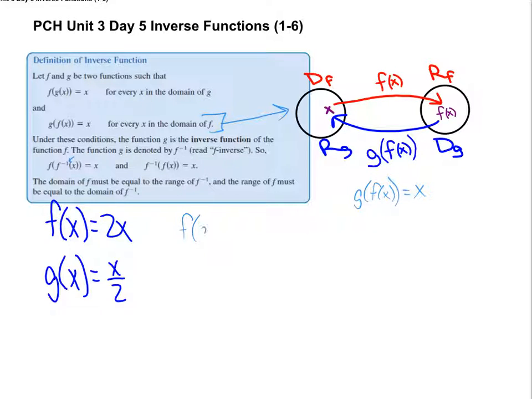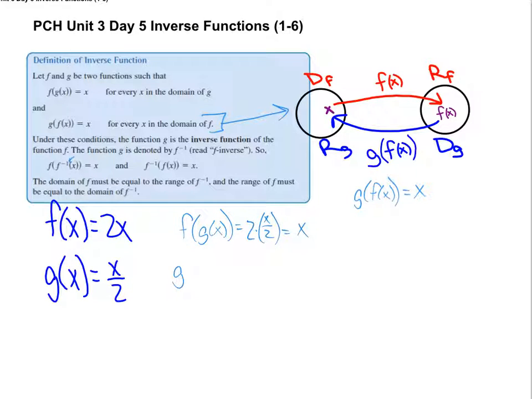Well, let's look at this. F of g of x means that I'm going to take g of x, which is x divided by 2, and I'm going to plug that into f of x, which is 2 times something. Okay? So the something here happens to be g of x. Alright, well, if I simplify that, 2 divided by 2 is 1, so that just equals x.